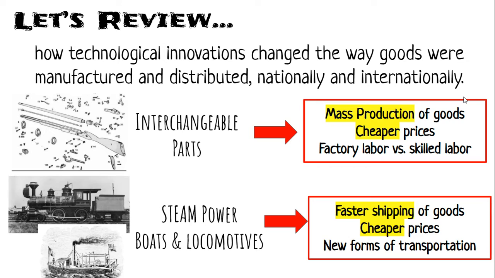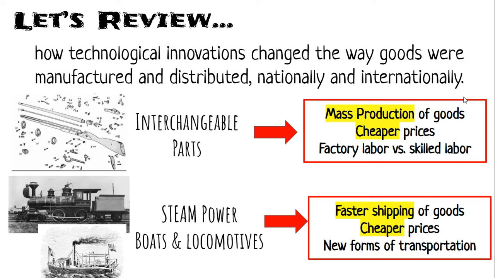Technological innovations changed the way goods were manufactured and distributed nationally and internationally. We've been talking about this as well. One of our big innovations that we spoke about was the interchangeable parts, being able to have multiple of the same pieces to put together to make the same good. This allows for mass production of goods, also cheaper prices because you're not spending as much time producing those goods.